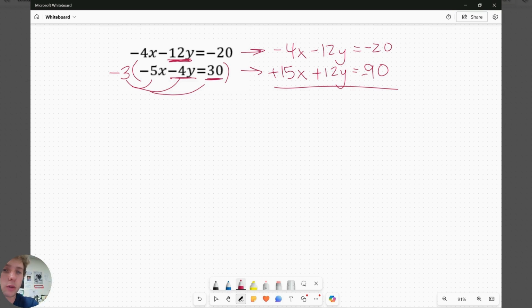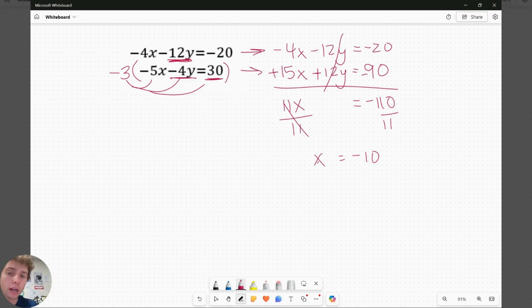Now we can add our two equations together. The y's are eliminated. We can combine the x's. Negative 4 plus 15, that looks like an 11x there. Combine the other side. Negative 20 plus negative 90 is negative 110. And you can go through your quick solving process to find the first variable.